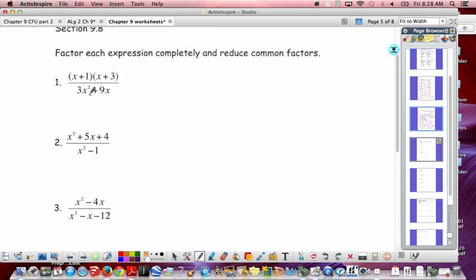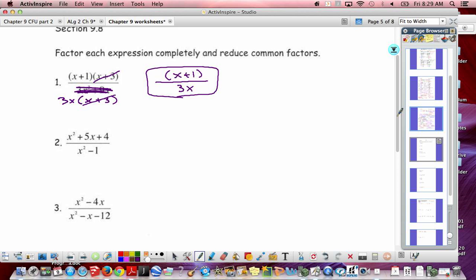So here, notice in the bottom, the top is already factored, but the bottom has a 3 and an x in common. When you pull out the 3 and the x, you're left with x plus 3. So now if I cross that out, I have x plus 1 over x plus 3 divided by 3x times x plus 3. The x plus 3's cross out, and I'm left with x plus 1 over 3x.